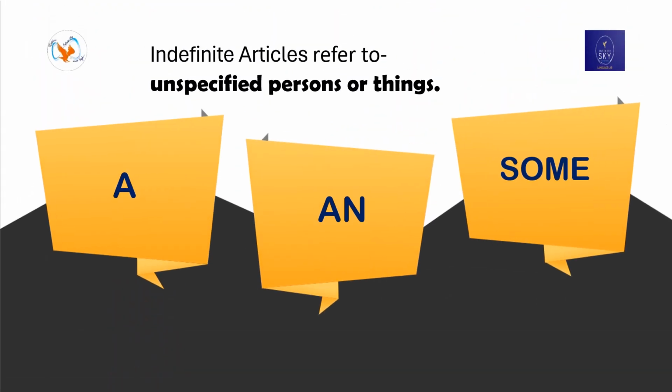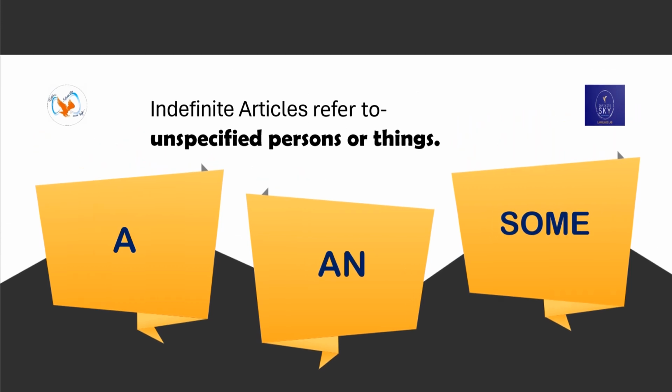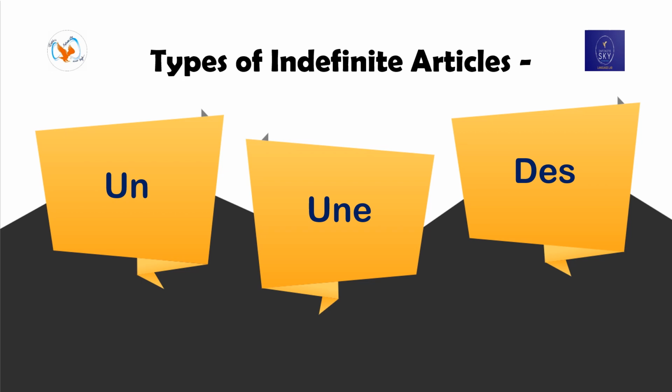Indefinite articles in French refer to unspecified persons or things, much like a or an in English, and the plural is akin to some. Today, we are focusing on three key forms: un, une, and des. Each has its own role in the French language.